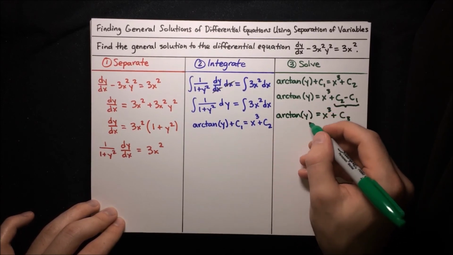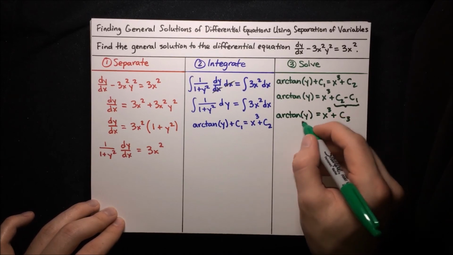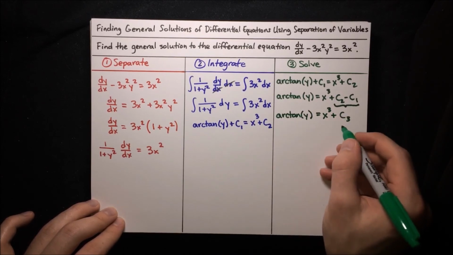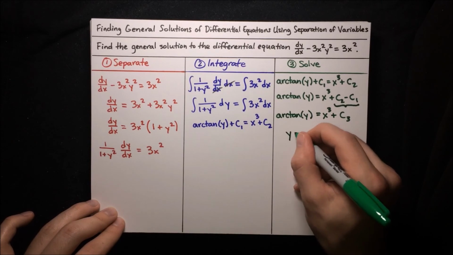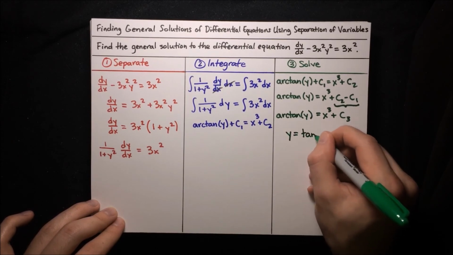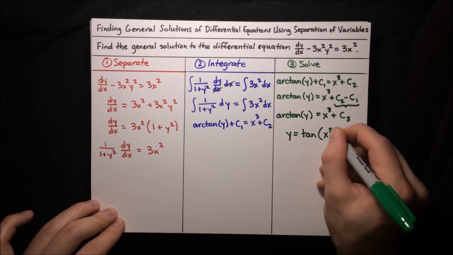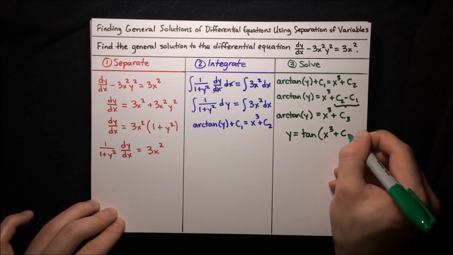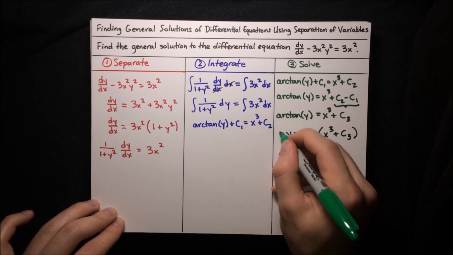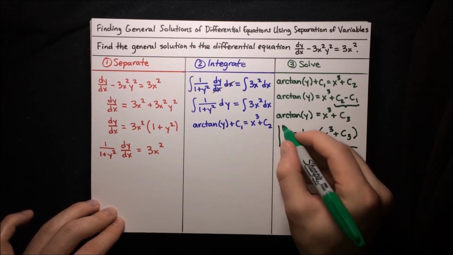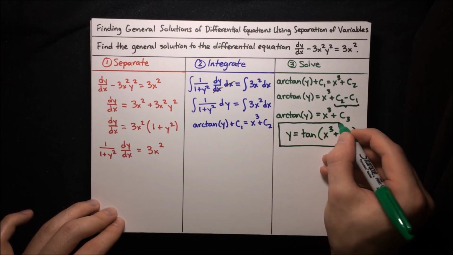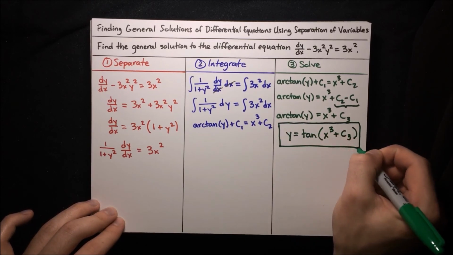and to get rid of this arctangent, we can just take tangent of both sides. So we get y equals tangent of (x cubed plus c3). And there we go. There is our final solution. y equals tangent of (x cubed plus a constant).